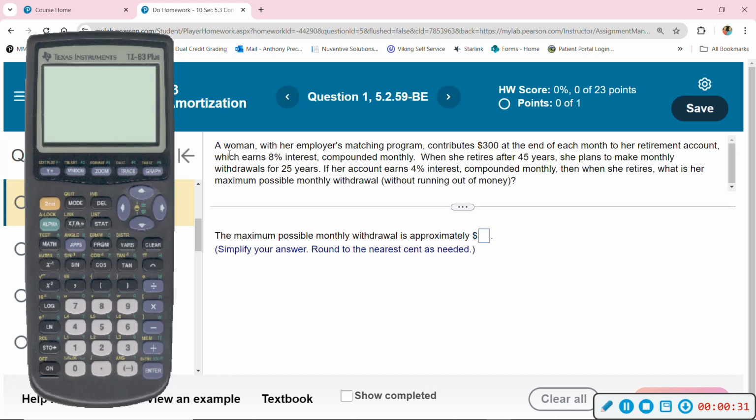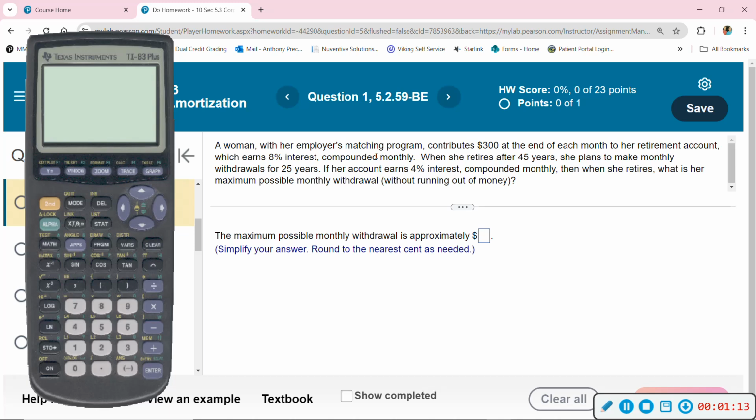It's a two-part problem. To set it up, a woman is working and saving for retirement for 45 years. Imagine she starts off as a young lady saving $300 at the end of each month. And she keeps doing that for 45 years. She doesn't increase the amount or anything, just slow and steady, $300 a month. After she retires, after 45 years, she wants to make monthly withdrawals for 25 years.